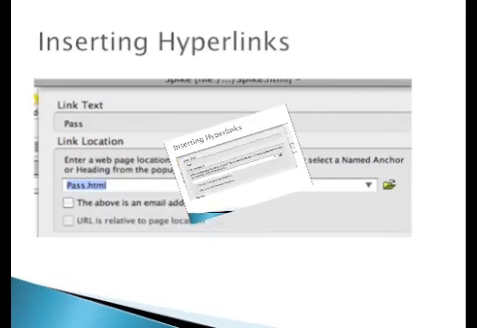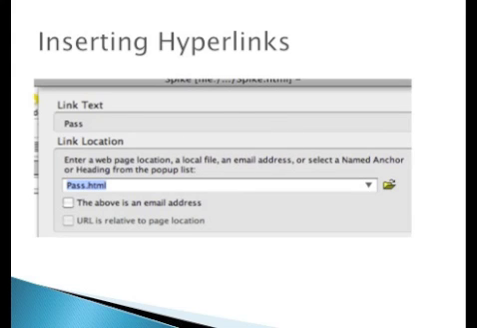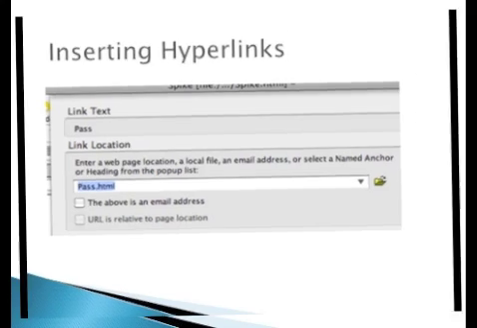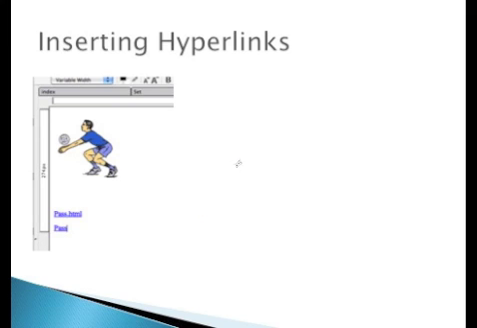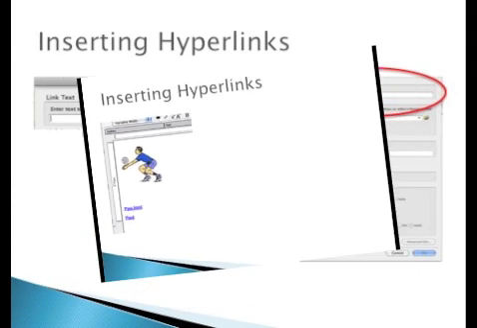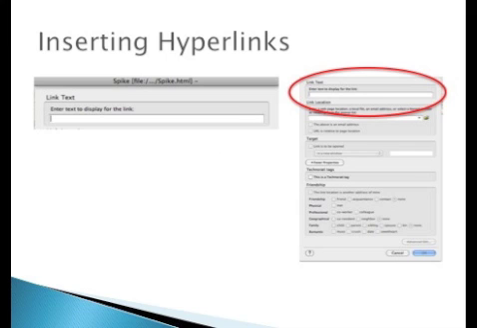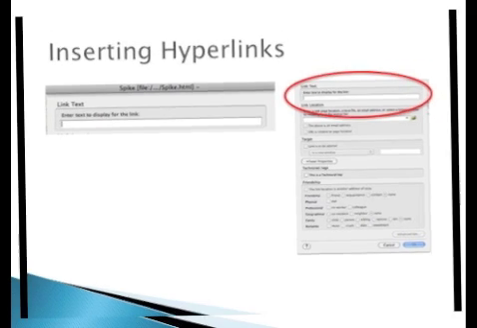We click on the little folder, we select pass.html, and now on our website we have both versions, and at the top it says pass.html, at the bottom it says simply pass, and that looks a lot better. Now note that even when I did not have text selected, when I went into the dialog box, I could have typed the text there. So I do have 2 options as to where I might type the text.